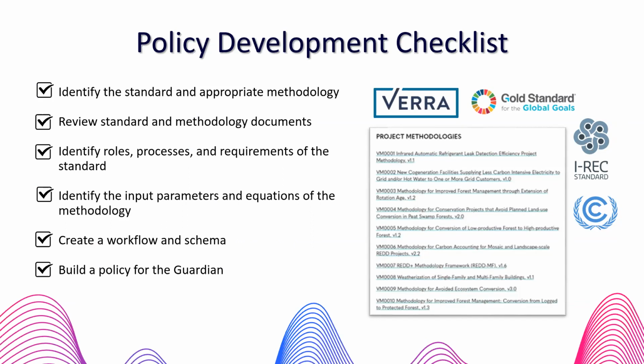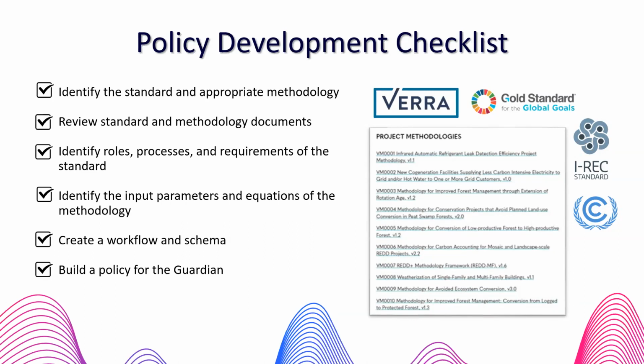Step 2 is to review the standard and methodology documents. So you'll want to make sure you read through the documentation provided by the standard and methodology, ensuring that there's a comprehensive understanding of their guidelines, criteria, and principles. Step 3 is to identify roles, processes, and requirements. So by identifying the various roles involved, you'll be able to define their responsibilities in the Guardian, then determine the necessary processes and requirements outlined by the standard, which will help you when you're working on your workflow.